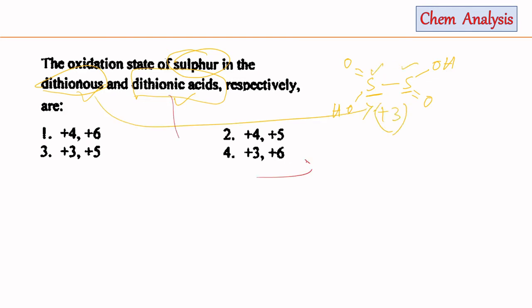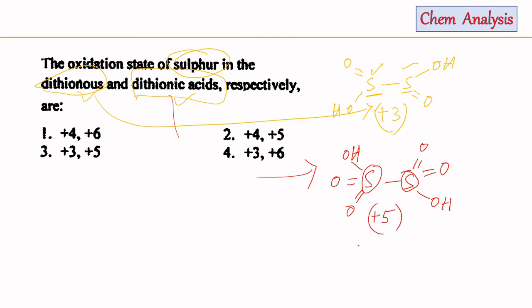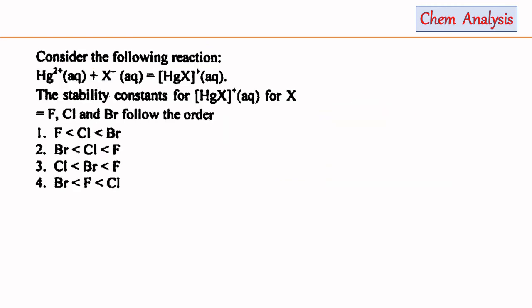And for dithionic acid, the structure is like this. There will be one more oxygen atom, so the oxidation state for both the sulfur atoms, since both are equivalent, is +5. So in dithionous acid it is +3, and in dithionic acid it is +5. Option number 3 is the correct answer. It is a conceptual question.